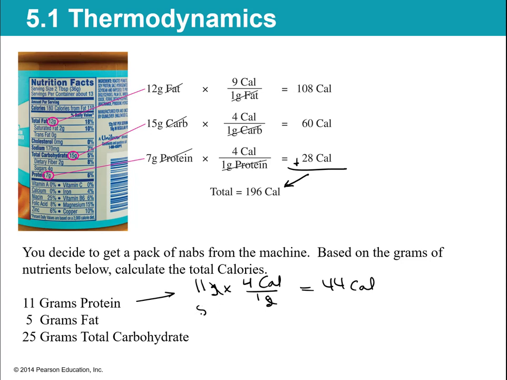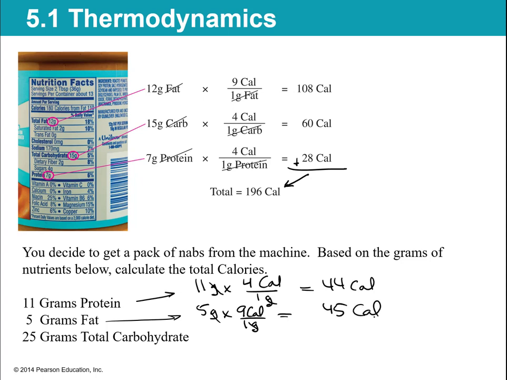It has 5 grams of fat. So that would be, what would I have to multiply that by? 9. So 9 calories per 1 gram. So again, grams and grams will cancel. 9 times 5 is 45.